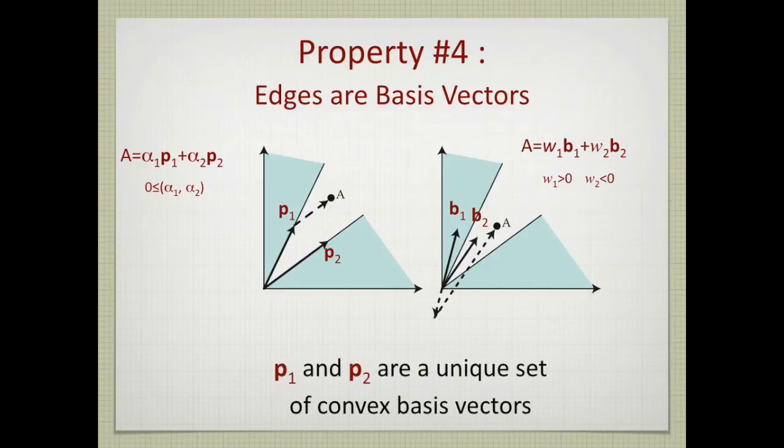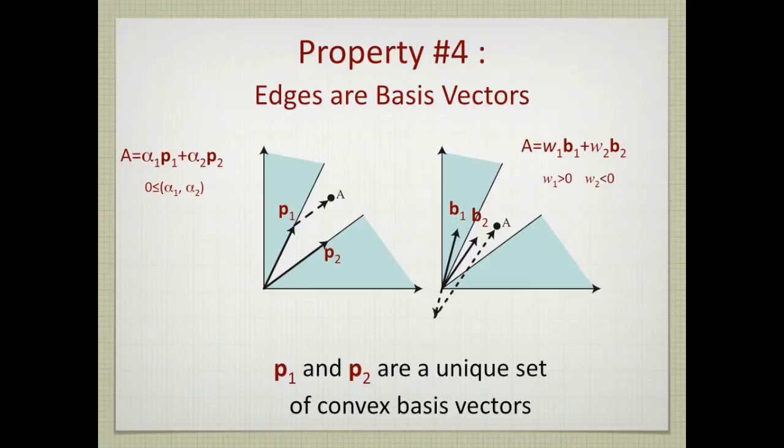Now, it turns out that P1 and P2 are a unique set of basis vectors that span that convex space, and they lie on the edges. And that's where that uniqueness property comes from. Not proven here by any means, but just illustrated. Okay, so let's keep that in mind. We think about now convex basis vectors at the edges of a convex space, some polytope in a high dimension.